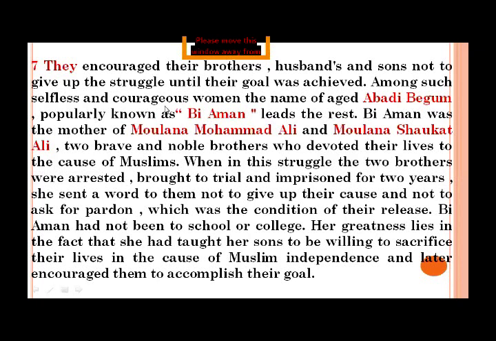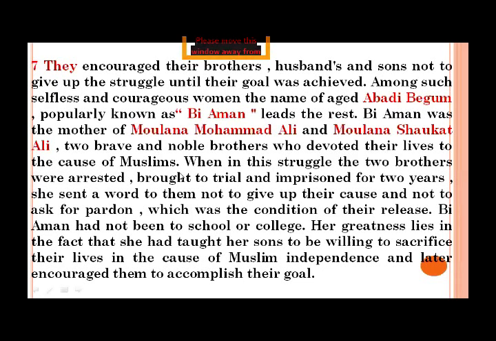Among such selfless and courageous women, who were many, there were many unsung heroes, or I should say heroines, you can find in the history of making Pakistan, and many are very famous. Among those famous and courageous women who worked for the independence, one name is Abadi Begum, who was called B. Amma. She was lovingly called B. Amma by others, and still she is remembered with the name B. Amma. She leads the rest. She is one of the very important figures.